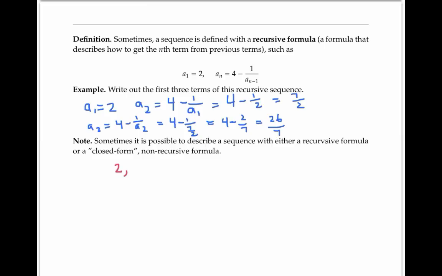Sometimes it's possible to describe a sequence with either a recursive formula or a closed-form non-recursive formula. For example, if I look at the sequence 2, 4, 6, 8, 10, I can describe that recursively by saying a sub 1 is 2, and each a sub n is equal to a sub n minus 1 plus 2. Or I can describe it as a closed form expression by saying this sequence is of the form 2 times n, where n starts at 1.